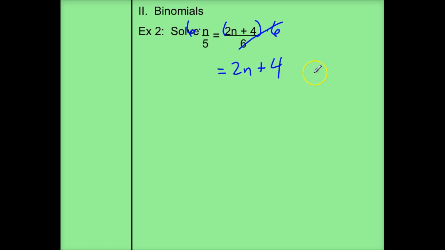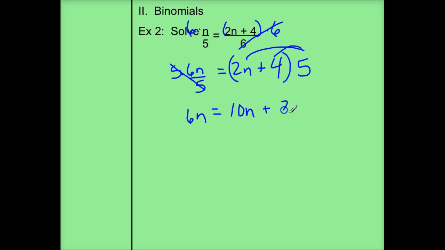It's really tempting for students to want to distribute that 6 into the binomial, but resist that temptation. We're trying to solve for the variable, so you should be canceling. On the left-hand side, we can't simplify our 6 over 5, so we have 6n over 5. Now we want to cancel that denominator as well, so now I'm going to multiply both sides by 5. Remember, I'm going to multiply the entire side by 5, so now I will have to distribute on the right. On the left, my 5s cancel, leaving me with 6n. On the right-hand side, distributing that 5 in, I have 10n plus 20.